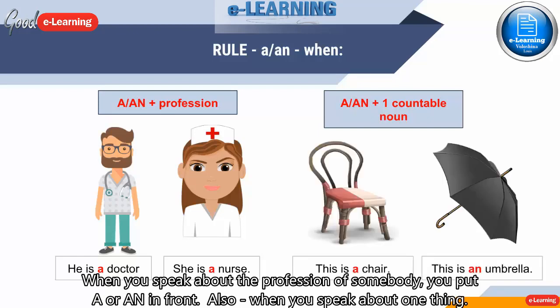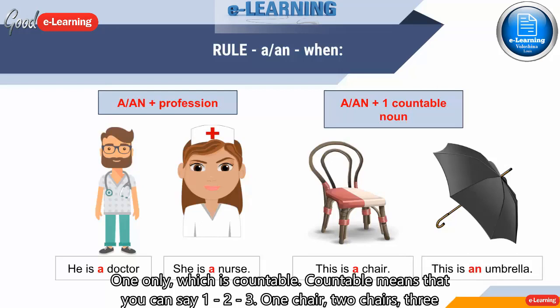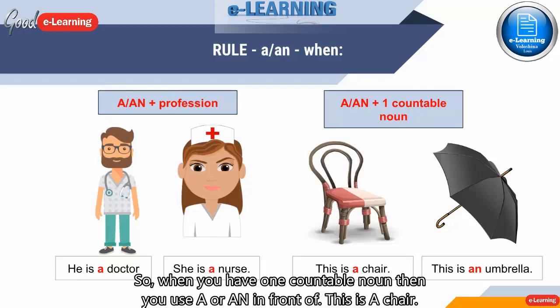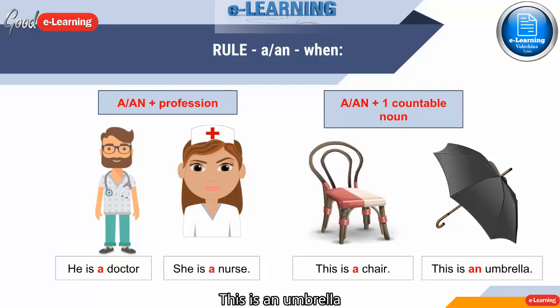Also, when you speak about one thing, one only, which is countable. Countable means that you can say 1, 2, 3: one chair, two chairs, three chairs. So, when you have one countable noun, then you use a or an in front of it. This is a chair, this is an umbrella.